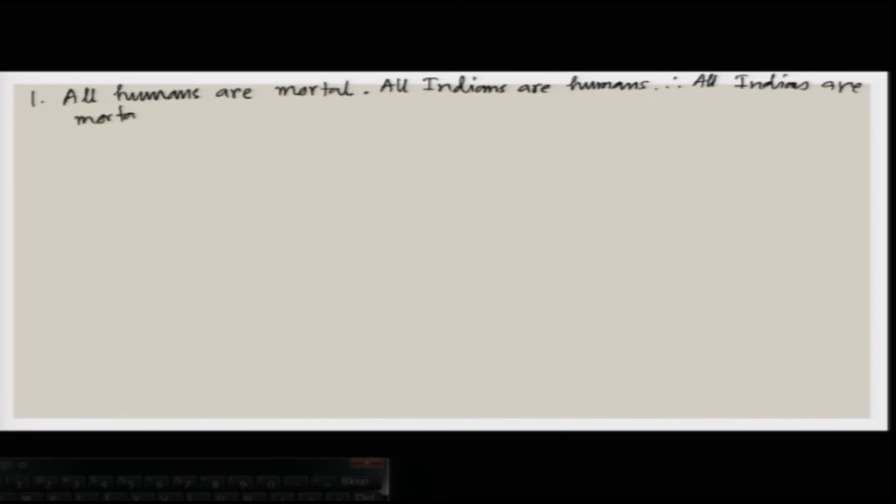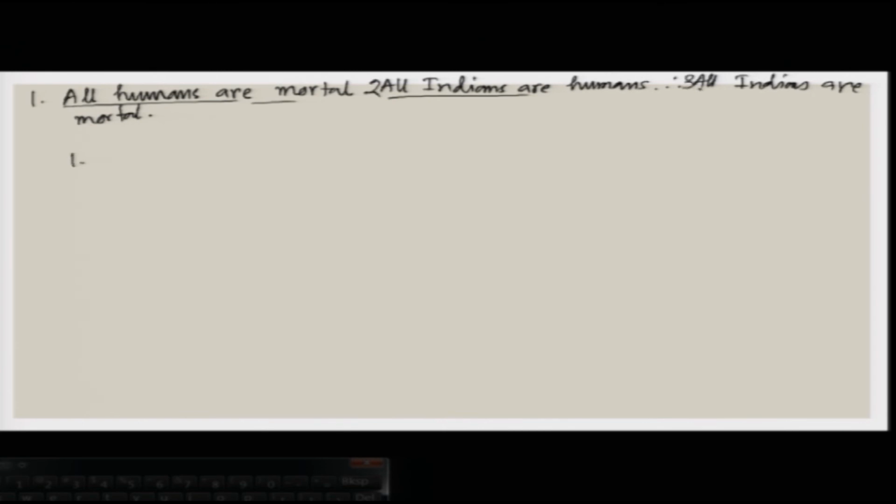For example, consider this: all humans are mortal, and all Indians are humans, therefore all Indians are mortal. We first translate it, breaking each and every sentence and translating.